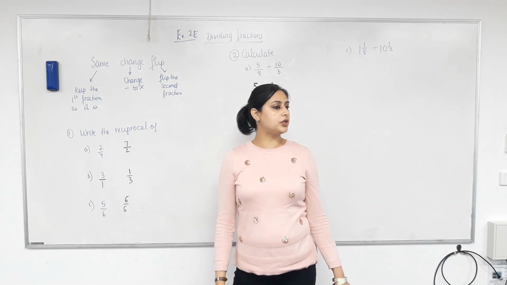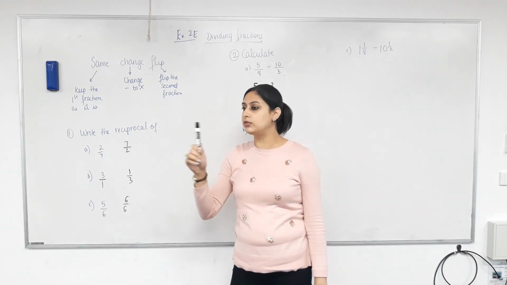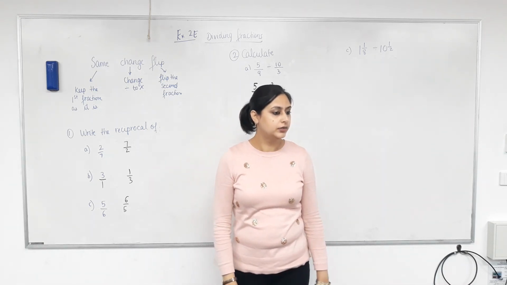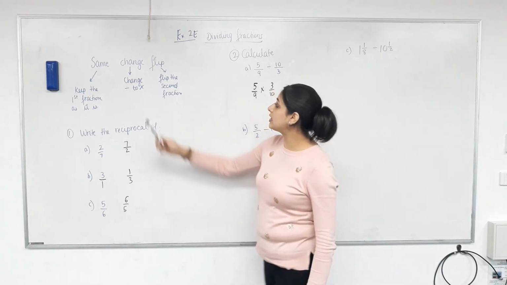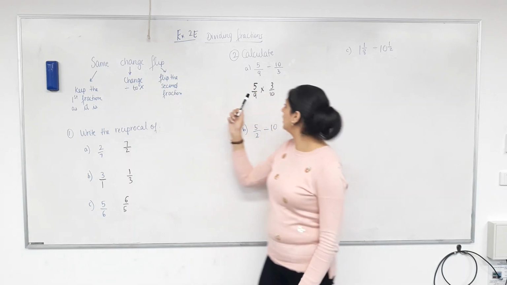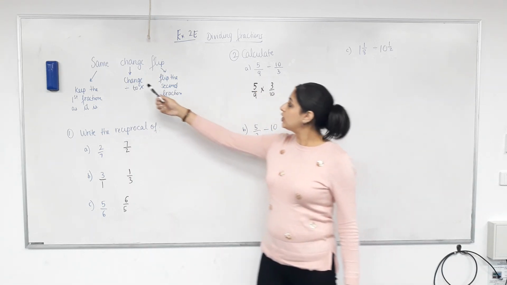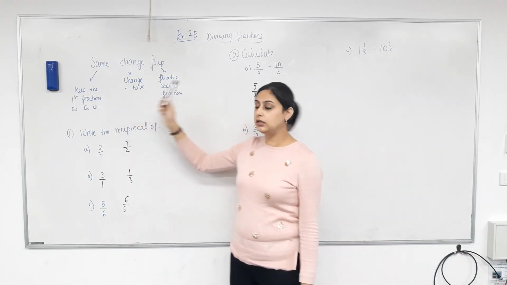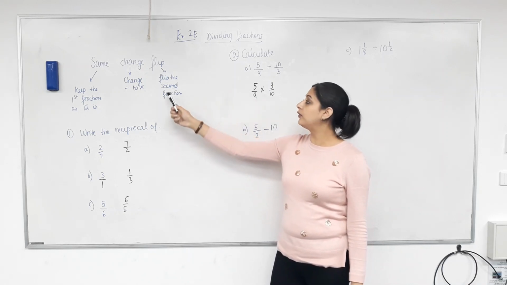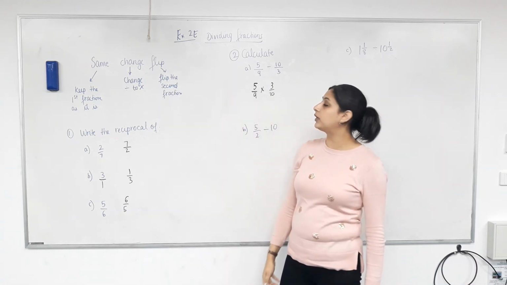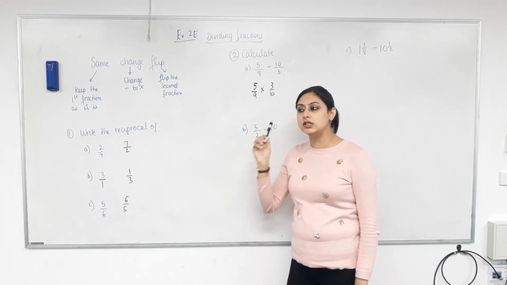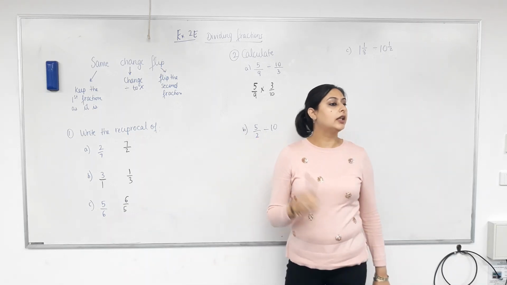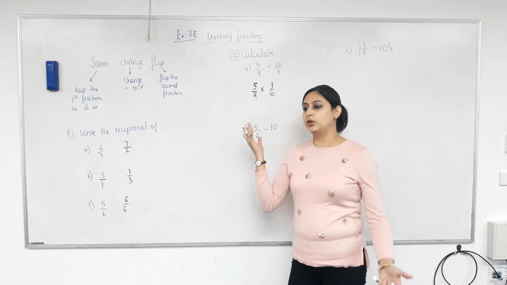Every time you see division of fractions, what should come to your mind? Same, change, flip. What that means is you keep the first fraction as it is. Did we do that? Yes. Change the division sign to a multiplication and flip the second fraction. Did we find the reciprocal of the second one? Yes. That's it. Same, change, flip. And then we need to multiply as we normally do.